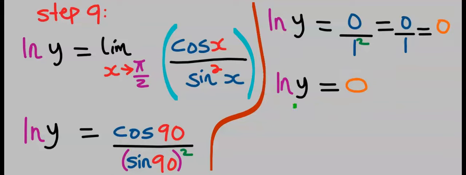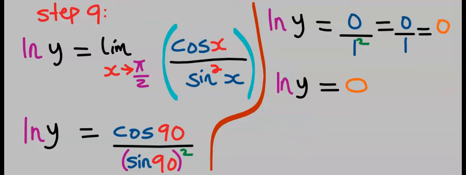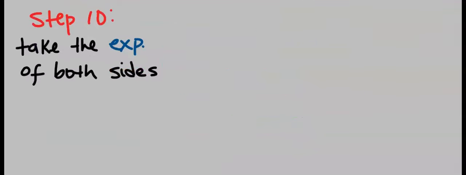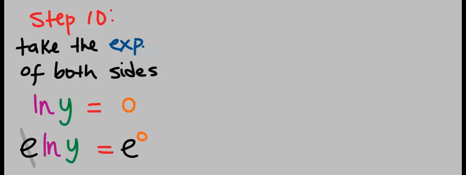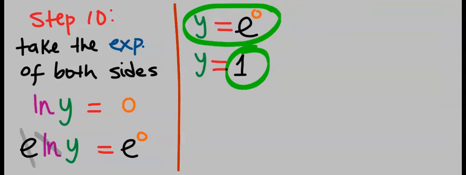Next, to make y the subject and get rid of the natural log, we are going to take the exponentials of both sides of the function, which is step 10. Take the exponentials of both sides. Exponential will neutralize natural log. Next, y is now equal to exponential 0, and exponential 0 is 1.